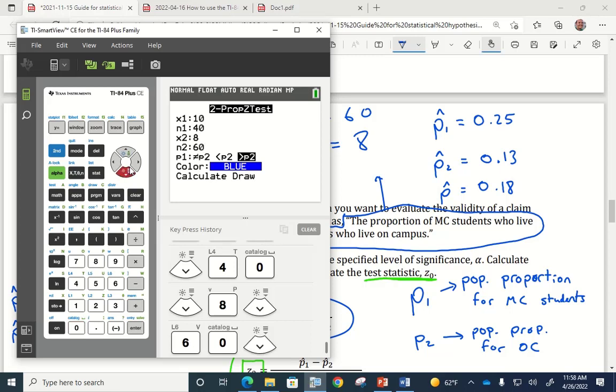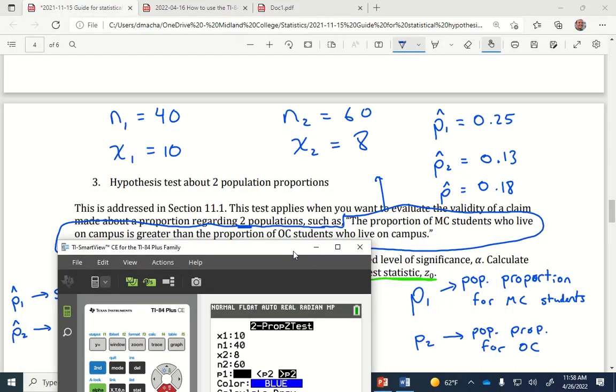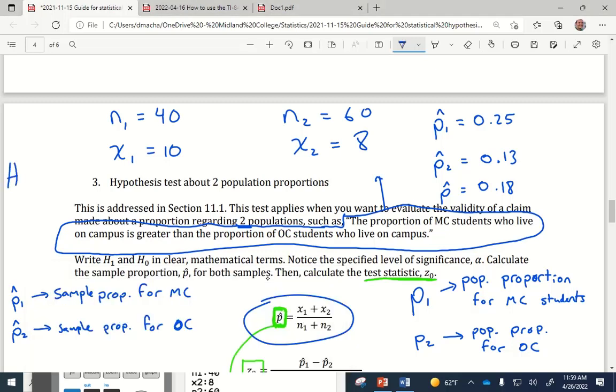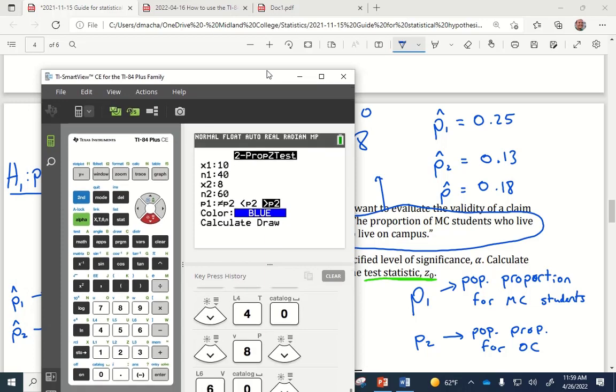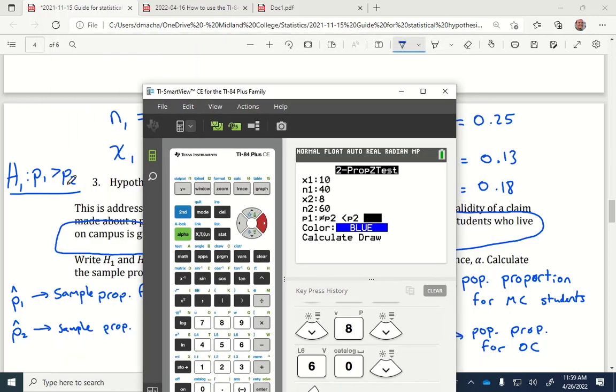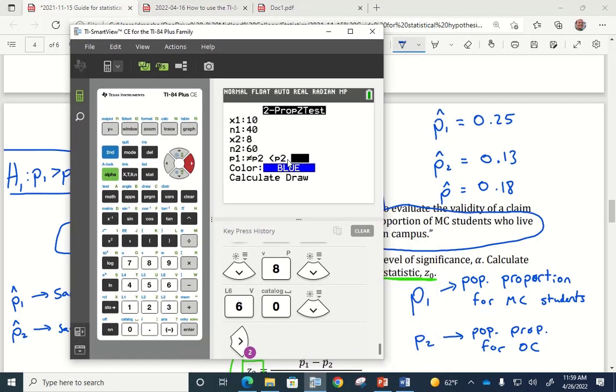What type of alternative hypothesis am I trying to claim? Well, I'm trying to claim that the proportion of MC students who live on campus is greater than the proportion of OC students who live on campus. So I'm trying to make the alternative hypothesis that P1 is greater than P2. That is my alternative hypothesis over here, P1 greater than P2. So when my calculator is asking me P1 not equal to P2, or P1 less than P2, or P1 greater than P2, we're talking about a claim where P1 is greater than P2. So I'm going to pick P1 greater than P2, all the way on the right here. And then I'm going to go down to draw.